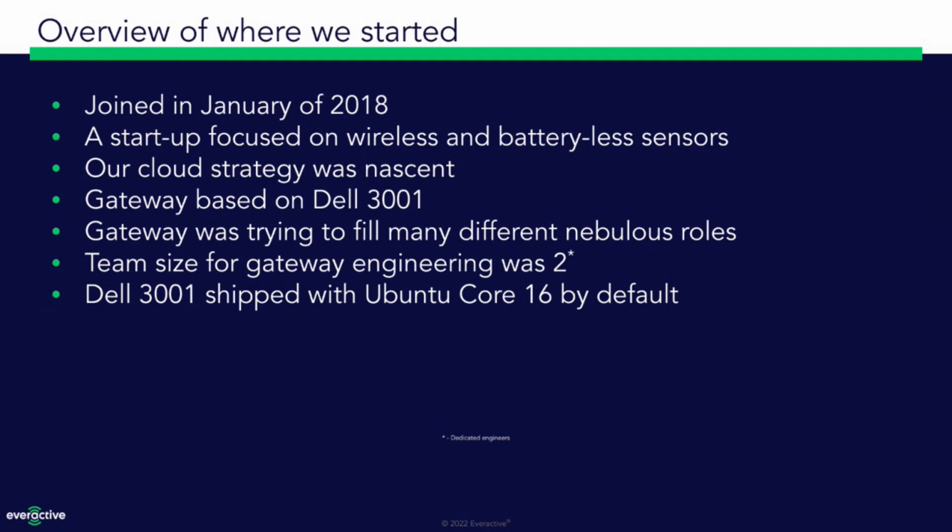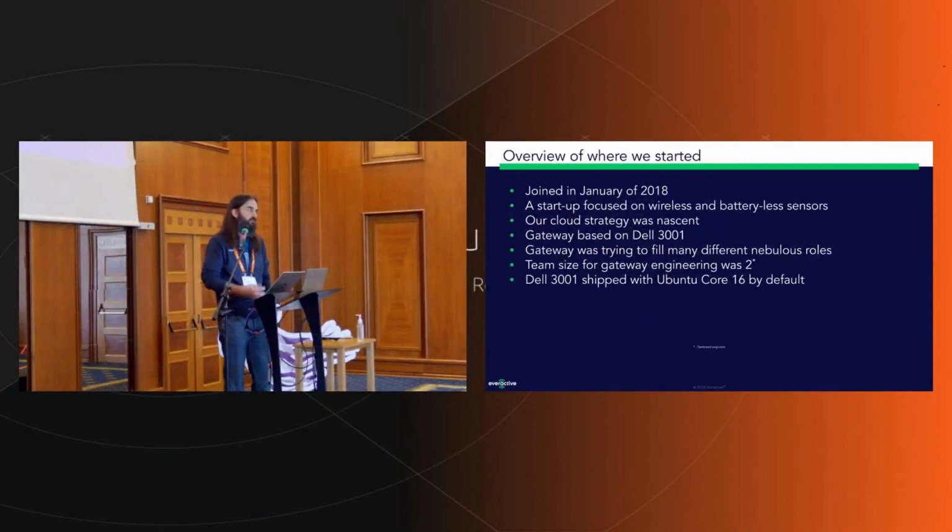So our primary gateway engineering team at the time, after I was hired, was 2 total. We mostly had, or almost exclusively had, engineering experience with classic Ubuntu, and so we were basing our distribution or our device on Ubuntu Server. Interestingly, though, the Dell 3001 at that time shipped, I believe by default, with Ubuntu Core 16. But instead, we were using a server image provided by Dell which was 1604.